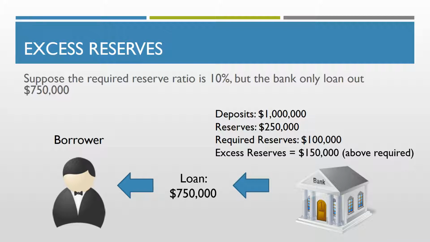Since the $100,000 cannot be touched or withdrawn because it's required for the bank to withhold, it makes it difficult for the bank to actually pay back the depositors the money. So it will create a problem if the bank is not holding any excess reserve. So the use of excess reserves is that if some depositors walk into the bank trying to withdraw money, the bank will make sure that they have enough money to pay back the depositors.